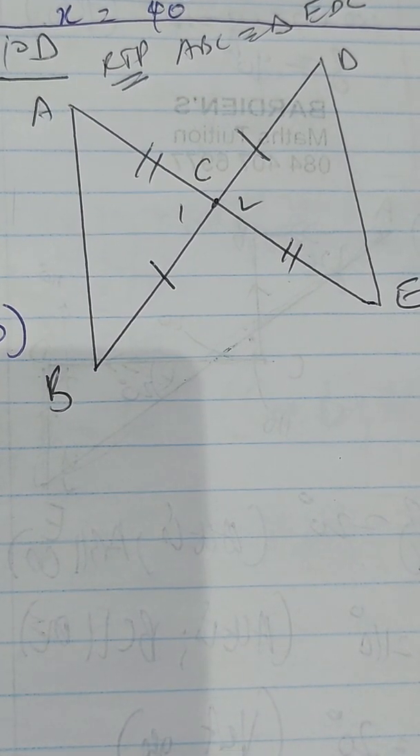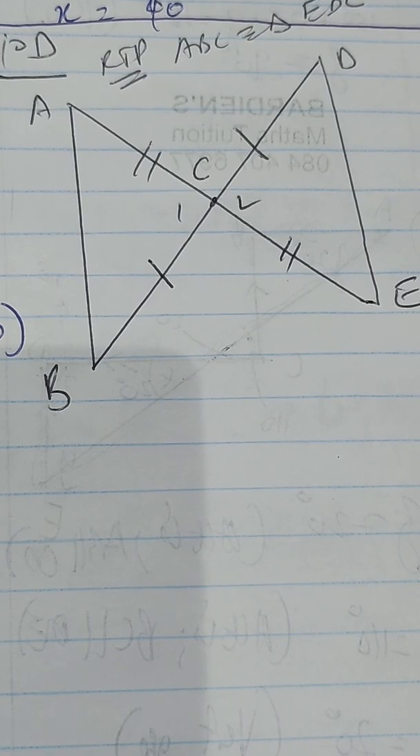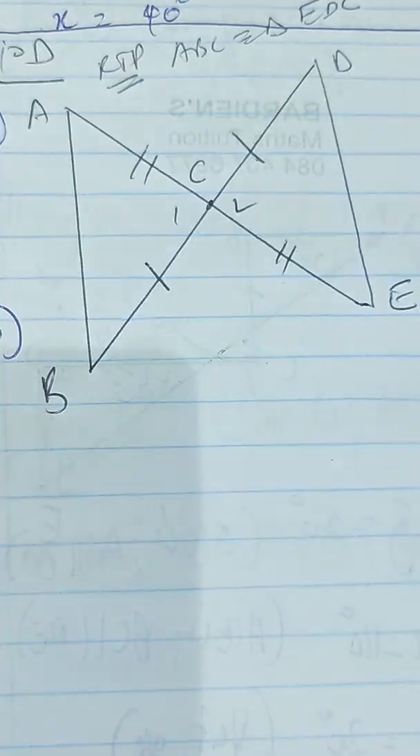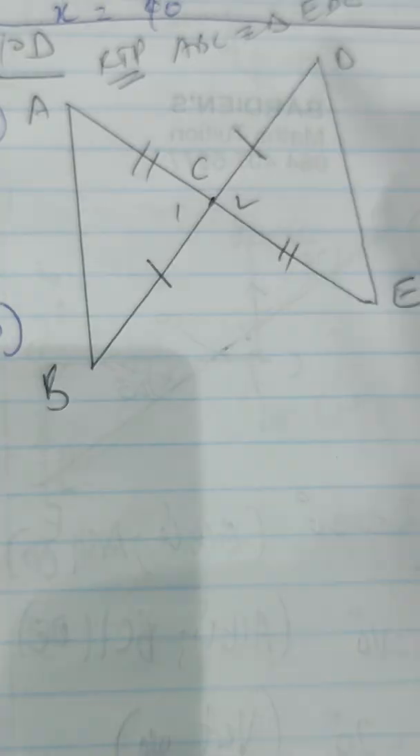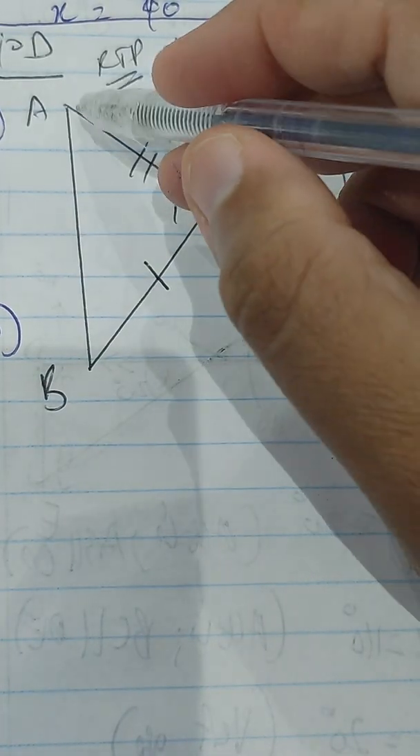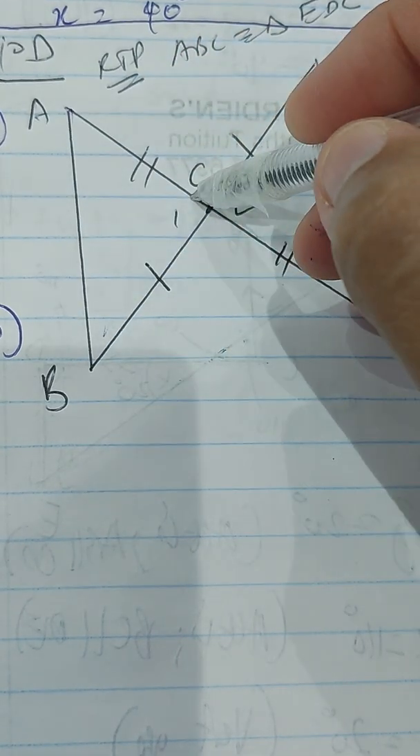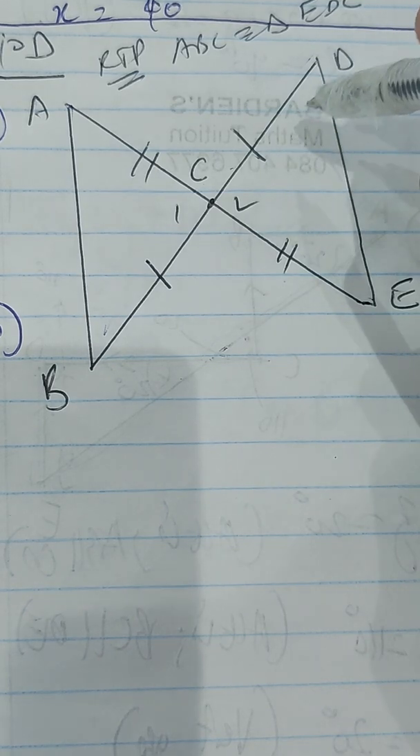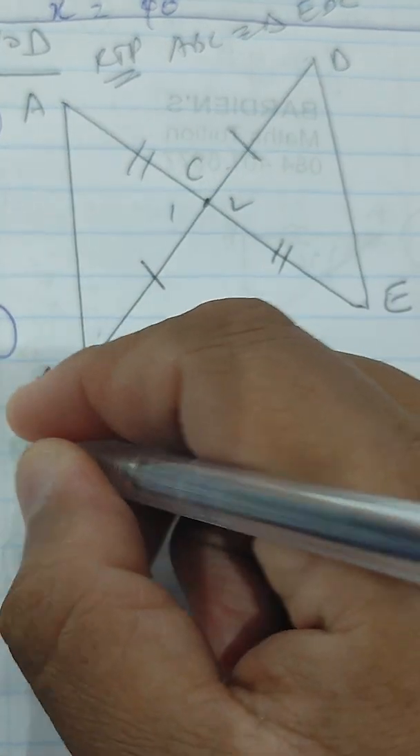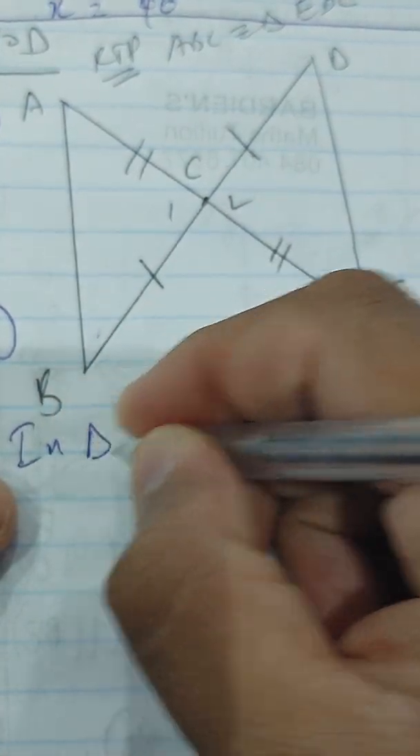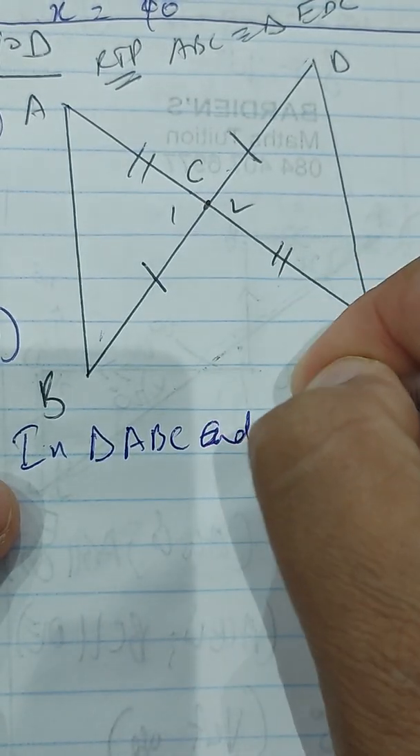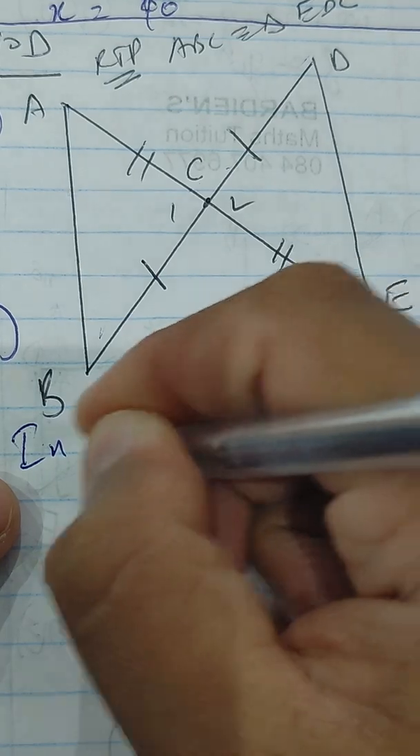So now, good morning class. Now we're looking at worksheet 10D. The question in number 1 says: prove that triangle ABC is congruent to triangle EDC. To start with congruency or similarity, we say in triangle ABC and triangle EDC.